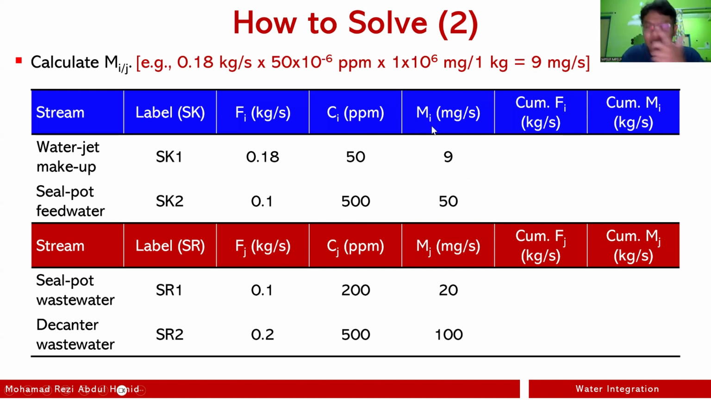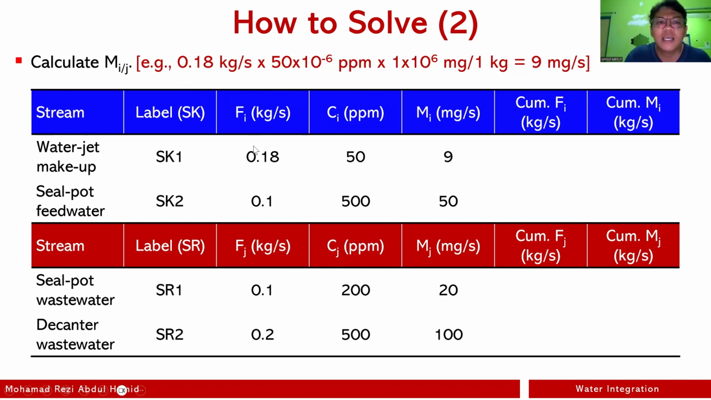MI here is the impurity load. Basically, it's the flow rate of your impurities. How to calculate this? It's quite simple. As you can see, these are in milligrams. You have to remember these are in milligrams because my impurities are in ppm. Now, how to calculate this? Quite simple. For example, I give an example here. How do I get 9? It's basically this multiplied by this.